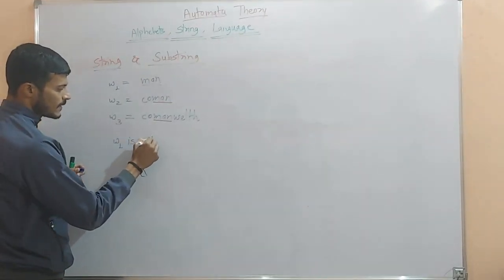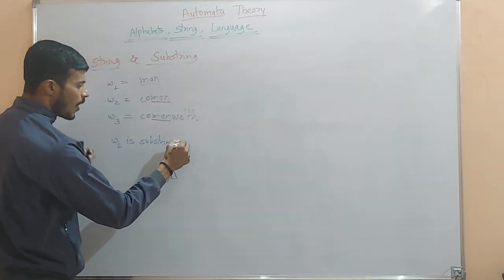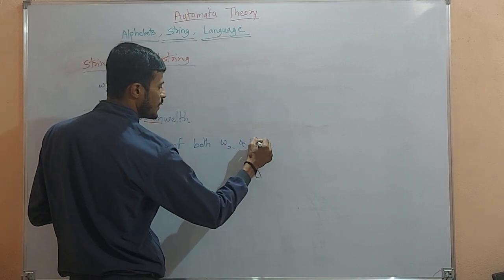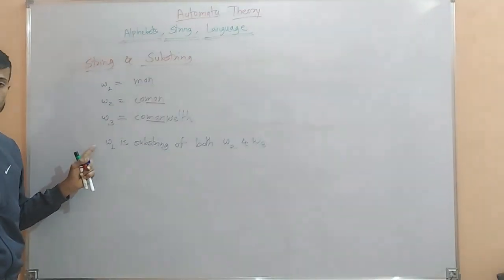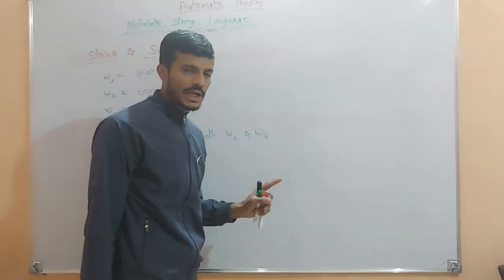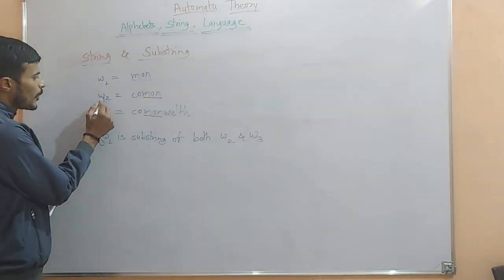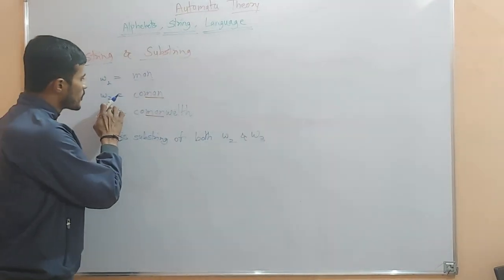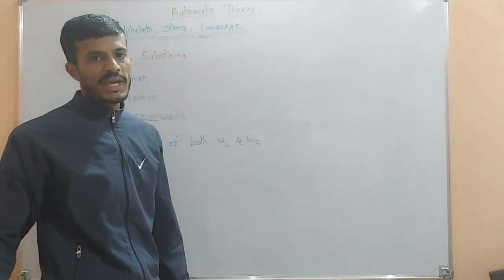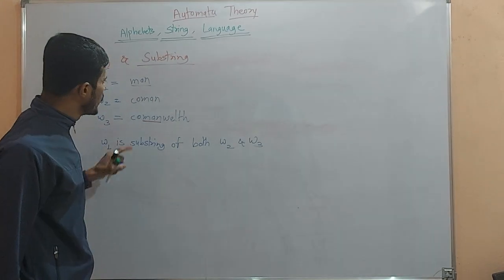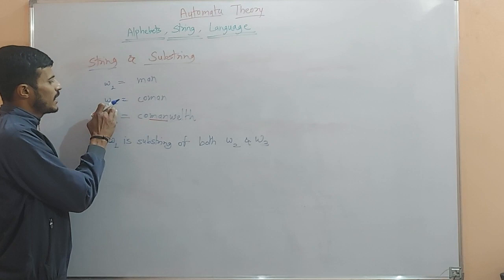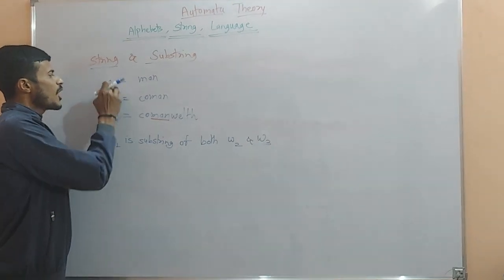So you can say that W1 is a substring of both W2 and W3. I hope there is no doubt. Then, talking about W2, W2 has 5 alphabets, comman, while W1 has only 3 alphabets. It is not possible to show that W2 is a substring of W1.